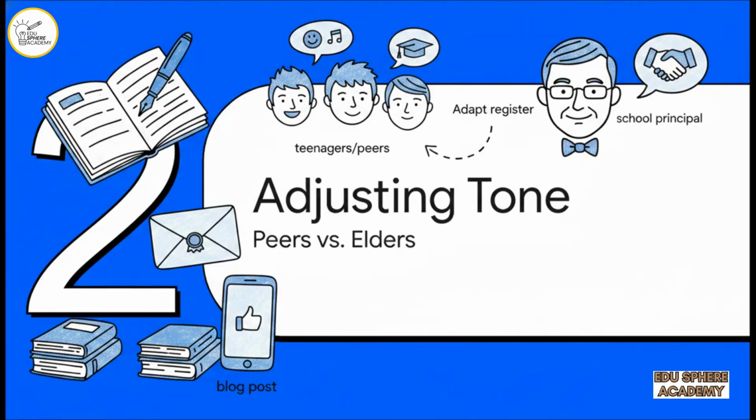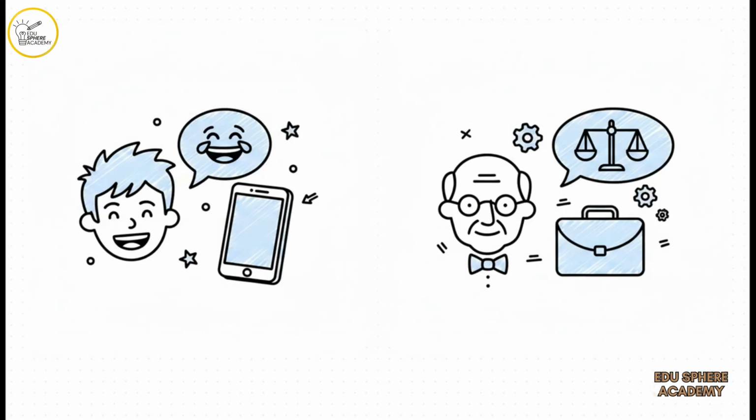Moving on to Part 2, adjusting tone for audiences. This is all about adapting your voice for peers versus elders. A super critical pre-writing step is figuring out exactly who your audience is. You have to adapt your register to match them perfectly. For instance, if you're writing an informal article for your peers, your tone should totally be chatty. You might even use meme-style language, and humor is definitely encouraged because it builds a connection.